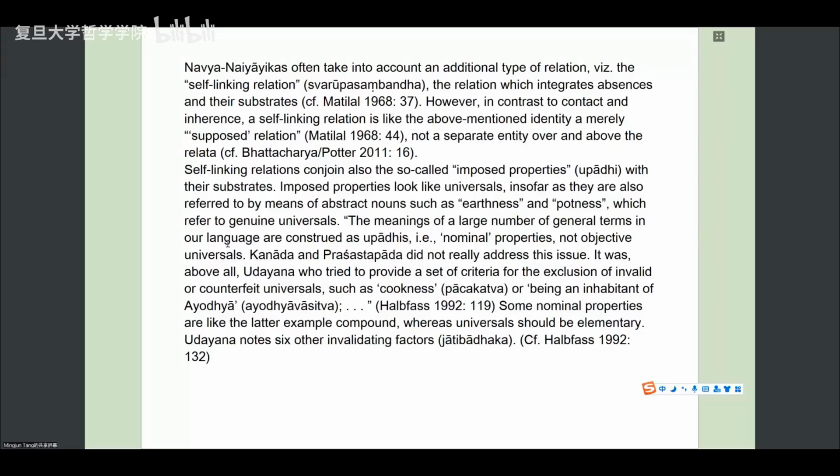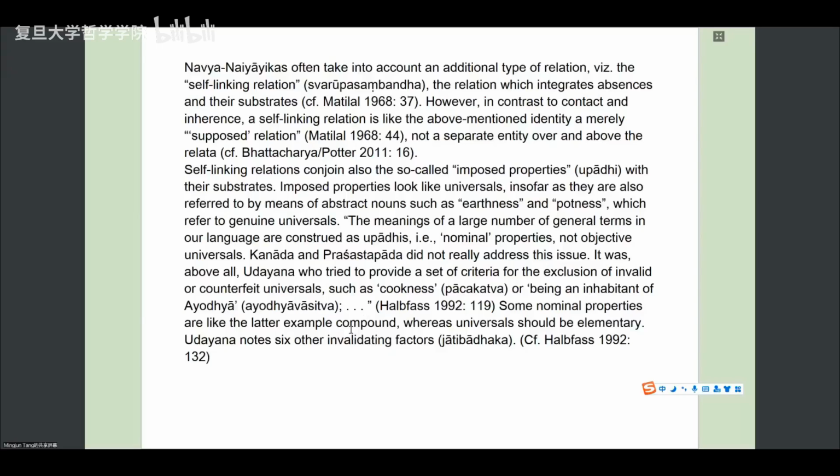Kanada and Prashastapada, two of the masterminds of this system of ontological categories, did not really address this issue. It was above all Udayana who tried to provide a set of criteria for the exclusion of invalid or counterfeit universals, such as pachakatva, or being an inhabitant of Ayodhya, Ayodhya vasitva. So these abstract names, they look like names for universals, but if we admit that these are also universals, then we get a plethora of universals, and it's just too much. And the Naiyayikas wanted to be as economic as possible.